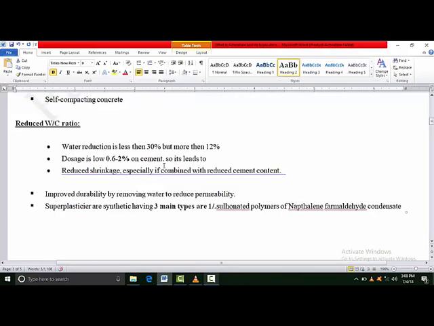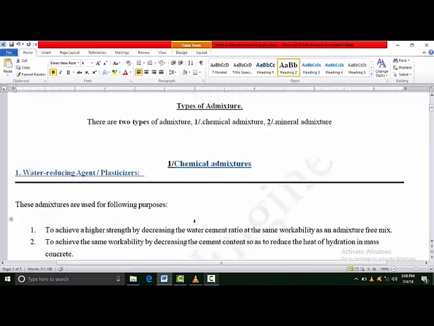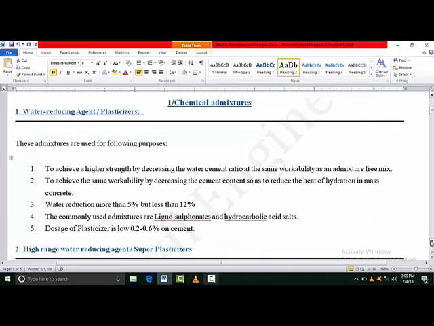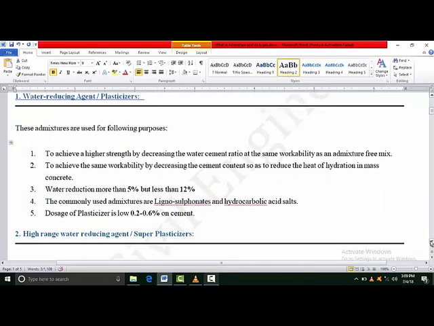So what is a plasticizer, and what is its function? Plasticizer is also called water reducing agent. These admixtures are used for the following purpose. Why do we use it? To achieve higher strength by decreasing the water cement ratio at the same workability. It is understood that when the water cement ratio increases, the workability increases. When the water cement ratio decreases, the workability decreases.